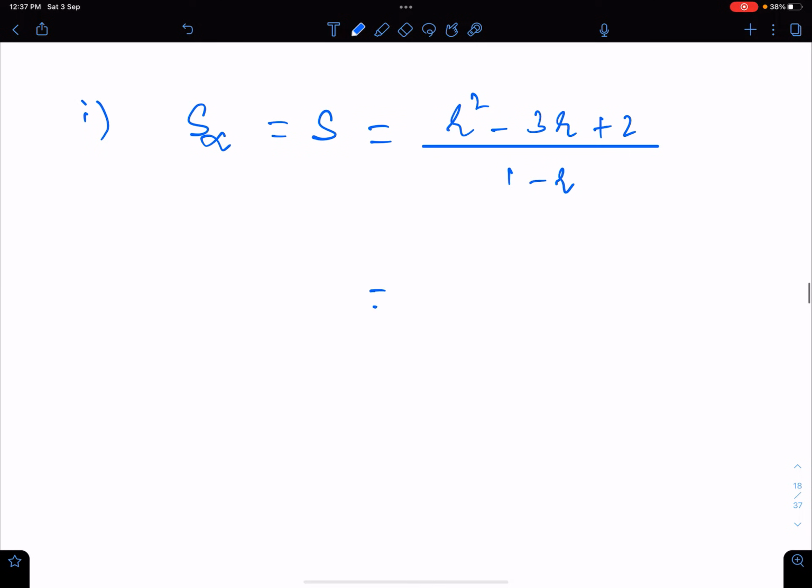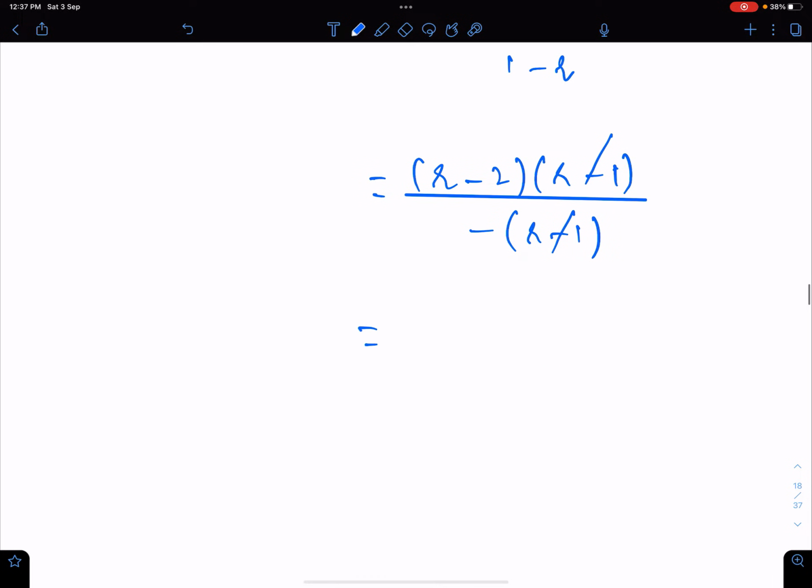So we just need to break the middle term in the numerator: r minus 2, r minus 1. We just need to take minus 1 common from the denominator to make the cancellations. So by cancelling these two and by shifting minus here, we have S equals 2 minus r, and this is what we had to show.